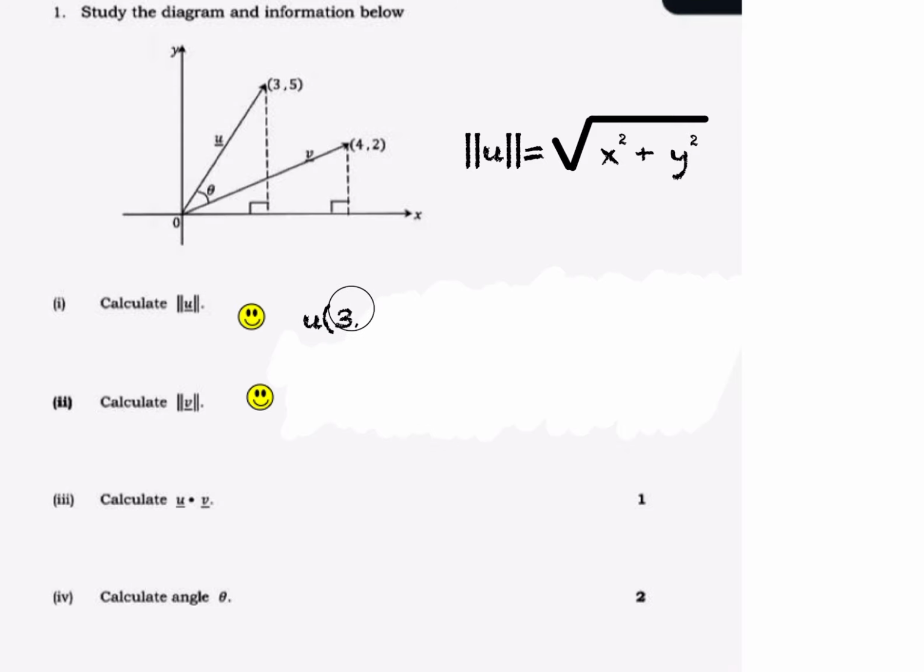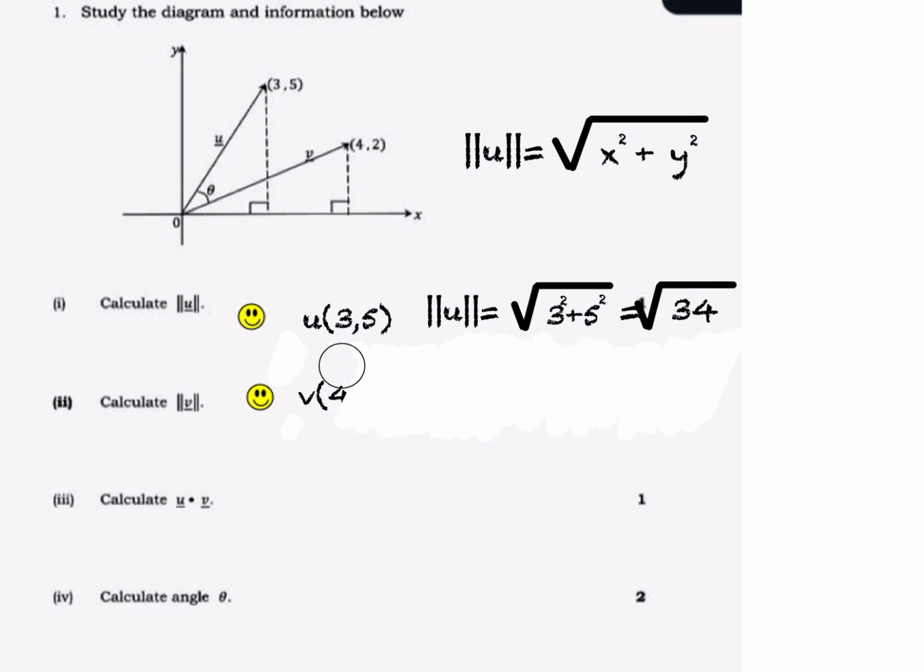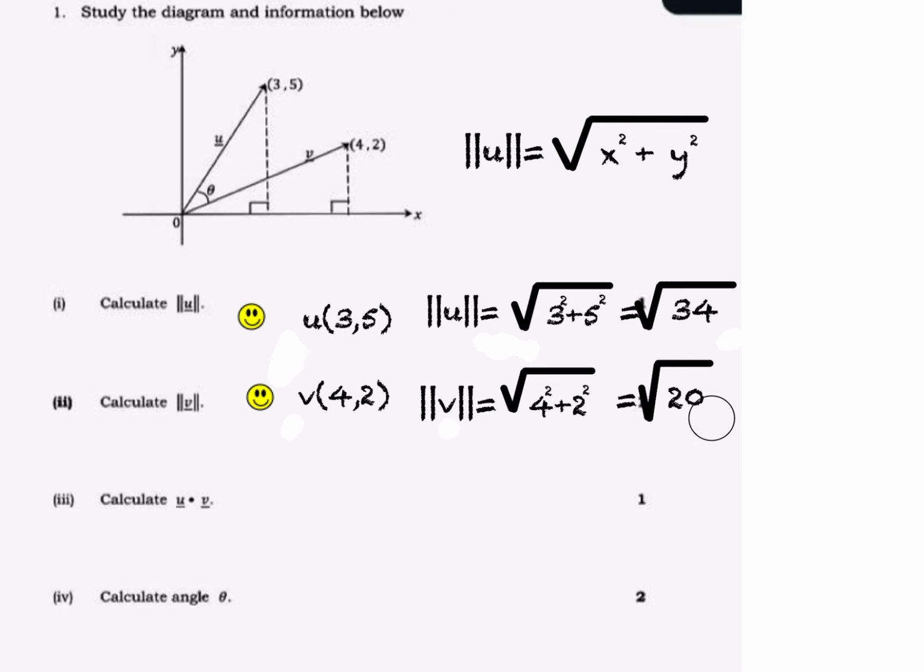What are the components? Vector u is 3, 5. Then the length of the vector is the square root of 3 squared plus 5 squared, which means the square root of 34. The same method we will use to figure out the length of vector v. So the first component is 4, the second component is 2, which is going to be 16 plus 4, going to be 20.